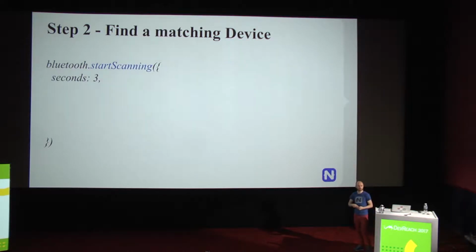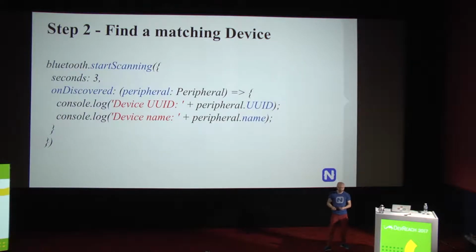The next thing is to find a device. We call the start scanning function, and then we say how long we want to search for it. The on discovered callback will return for every device that we see in the area. So using this peripheral, we can get things like the UUID of the device and the name of the device, so you can display it to the user and do something with it.